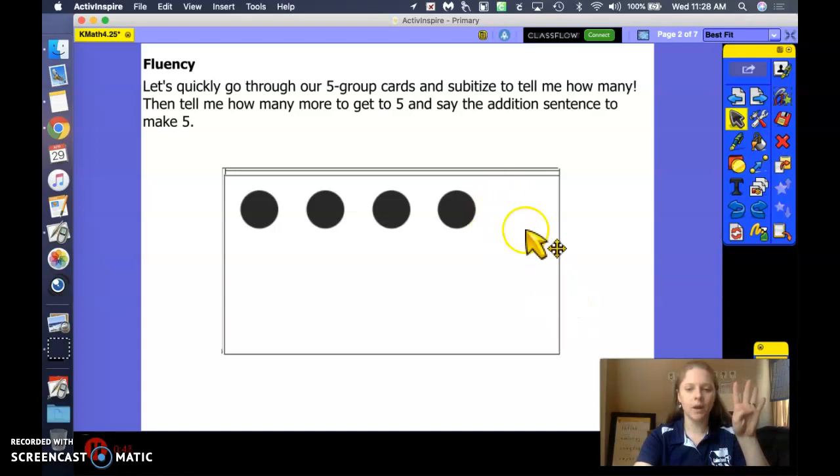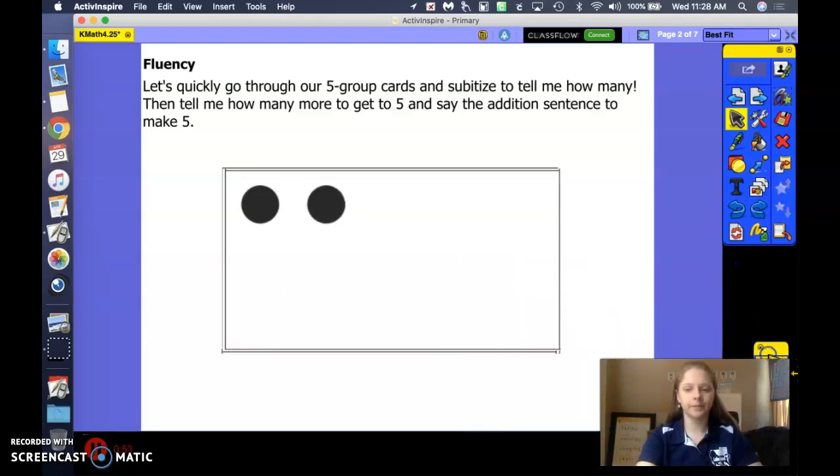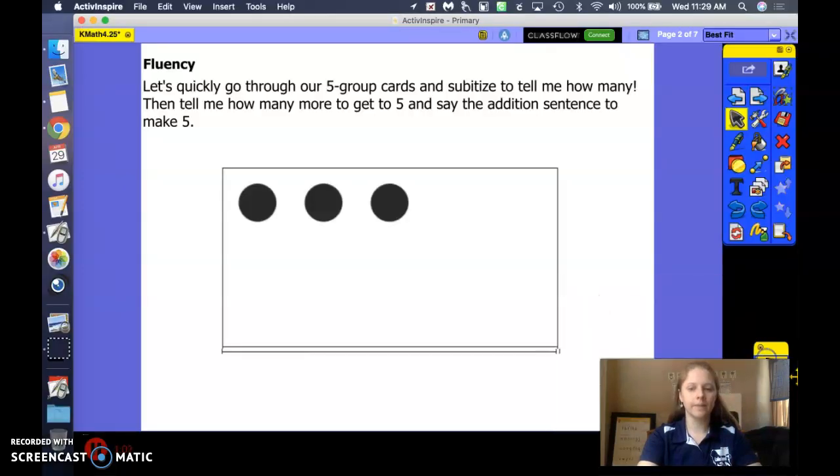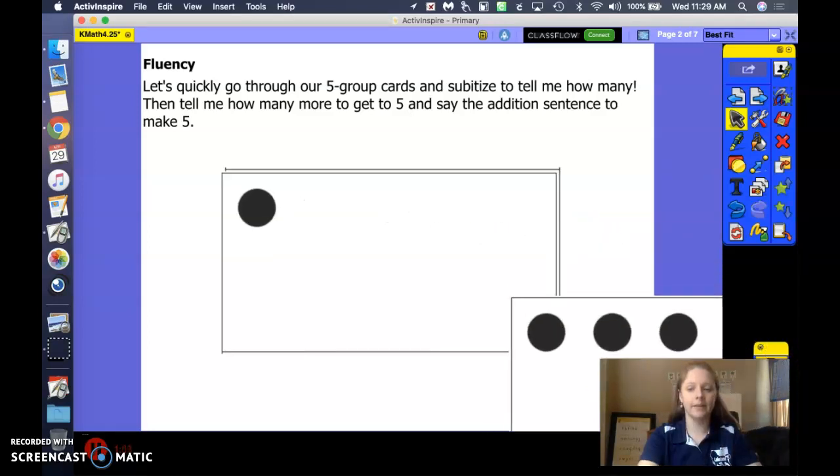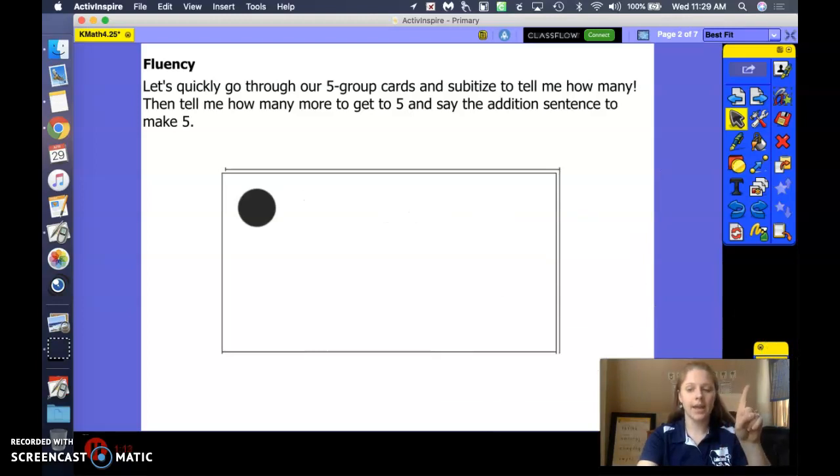We see 4. How many are missing? 1. 4 and 1 makes 5. We see 2. How many are missing? 3. 2 and 3 makes 5. We see 3, and we know that how many are missing? 2. 3 and 2 makes 5. 1 and 4. Good, say it. 1 and 4 makes 5.